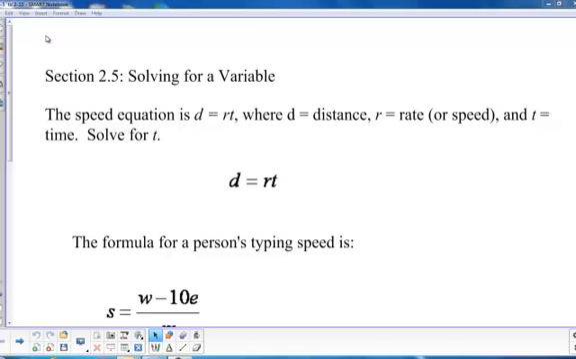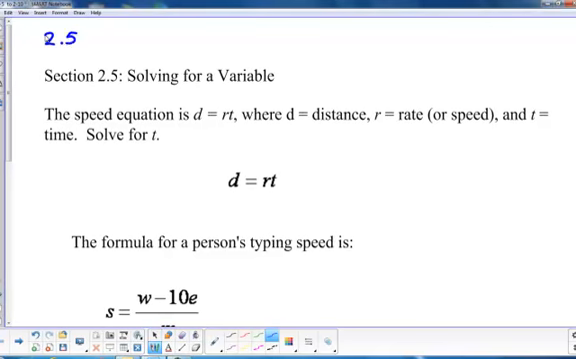All right, welcome back. Tonight we're going to be doing sections 2.5 through 2.10. And the first part is about solving for a letter.